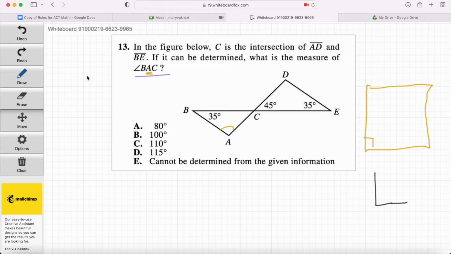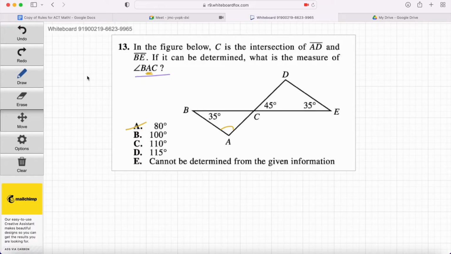So my first question here is does angle BAC look like it's bigger than 90 degrees, smaller than 90 degrees, or equal to 90 degrees? It's bigger, right? It's a little bit bigger, or wider. So we can get rid of one answer choice. Yeah, 80 is out of the question, because it's too small.